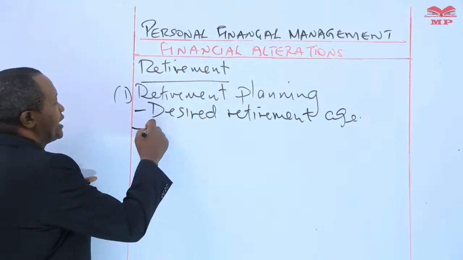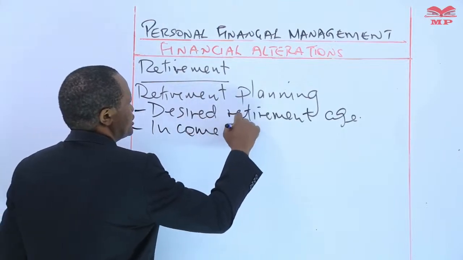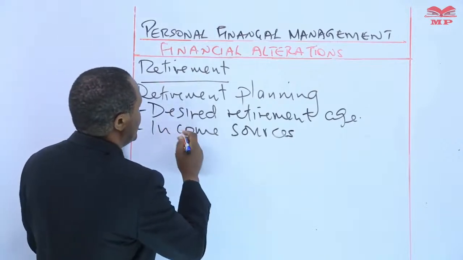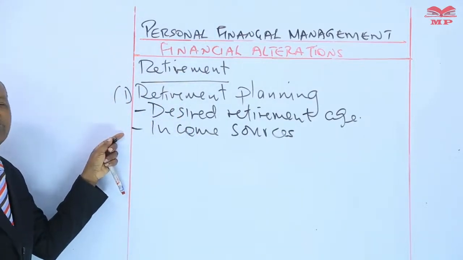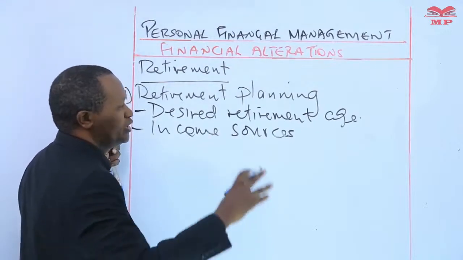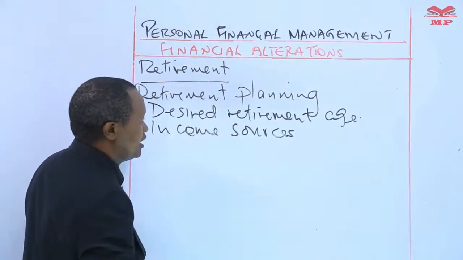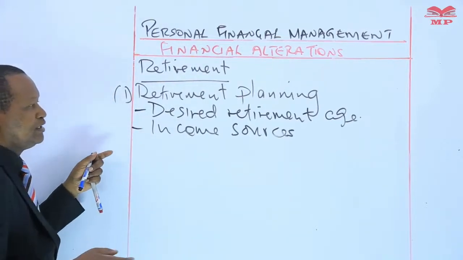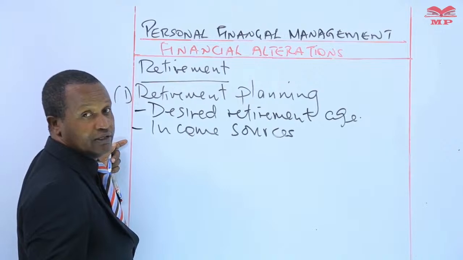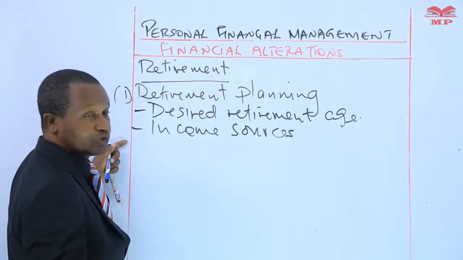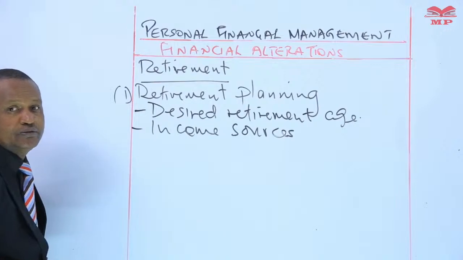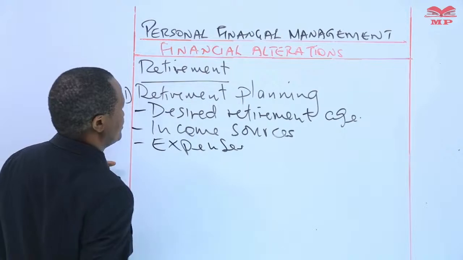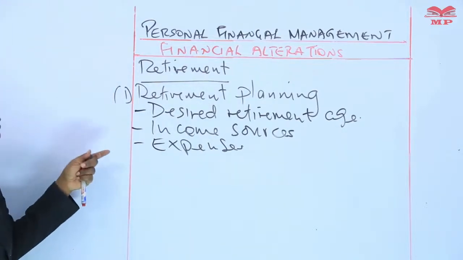What will be your income sources when you hit 70, when you hit 80? That has to be predetermined when you haven't reached the retirement age yet. Income sources. Will you be having sources from rent, real estate, or what sources do you have to include? Expenses. What will be the desired expenses? When in retirement, what expenses are you likely to incur?